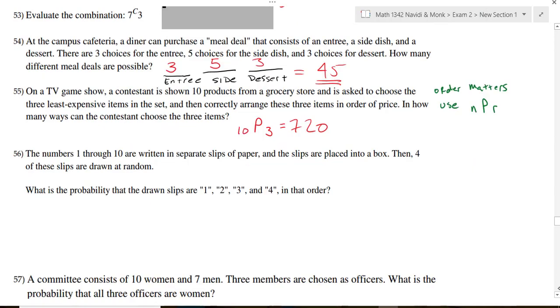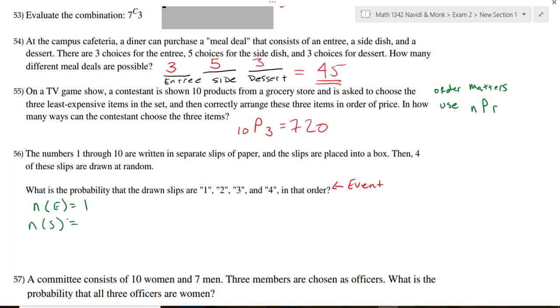Number 56. The numbers 1 through 10 are written on separate slips of paper, and the slips are placed into a box. Then 4 of the slips are drawn at random. What is the probability that the drawn slips are 1, 2, 3, and 4 in that order? This is our event right here. The number of elements in our event is going to be equal to 1 because there is only one way to draw the slips of paper in order 1, 2, 3, 4. And that is to draw a 1 first, then a 2, then a 3, then a 4.